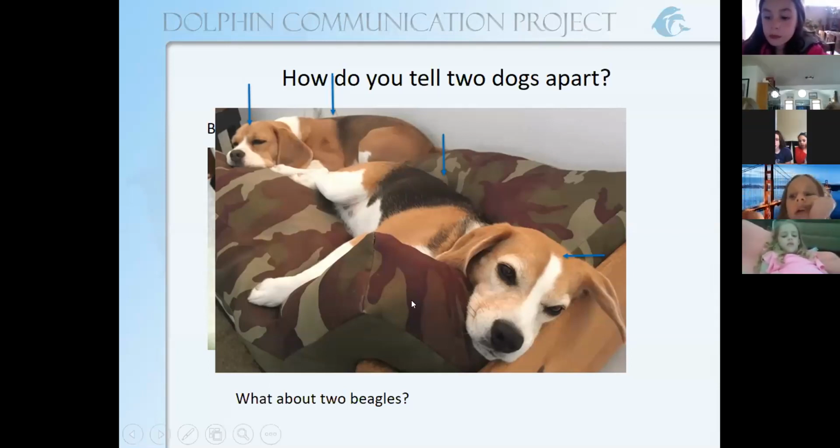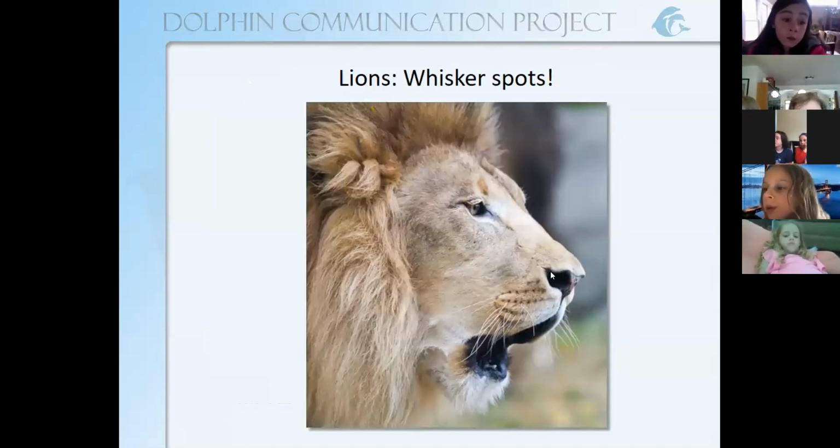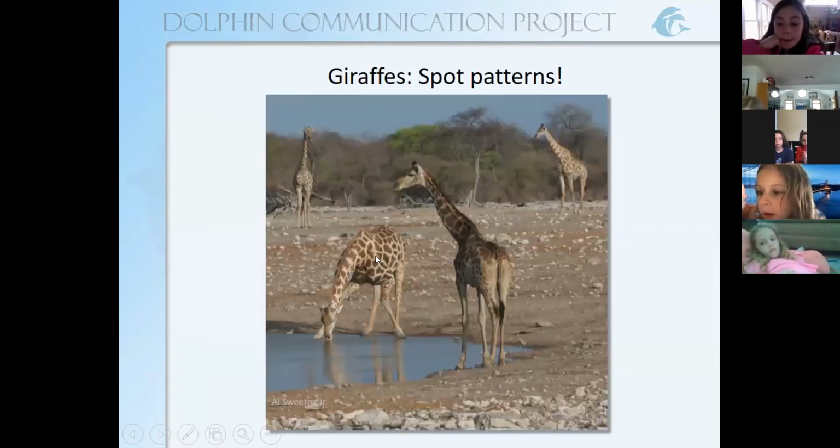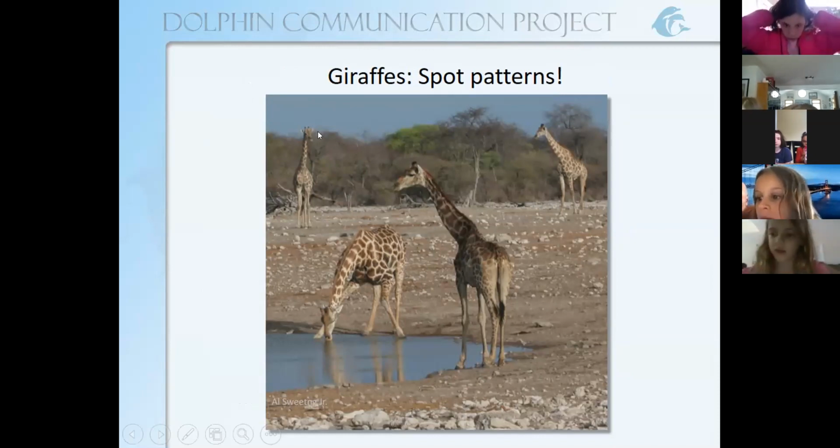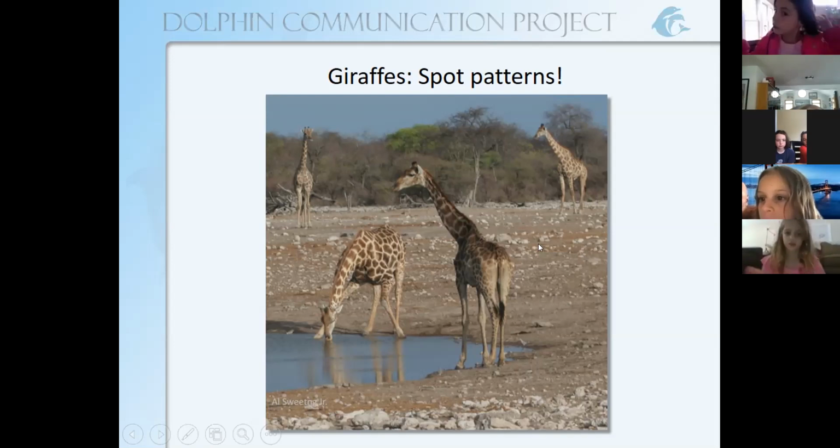Did you know that scientists can tell individual lions apart too? See these dots by their whiskers? Scientists can tell individual lions apart by looking for patterns in their whisker spots. And giraffes, you can tell different species of giraffes apart by how their spot patterns look, and then scientists can actually recognize individual giraffes by their spot patterns.